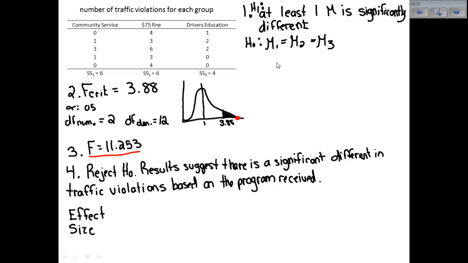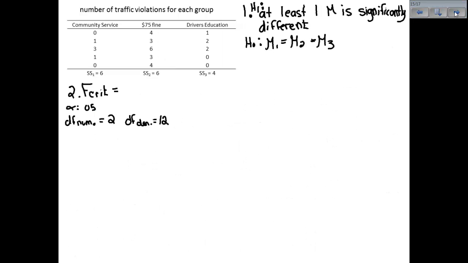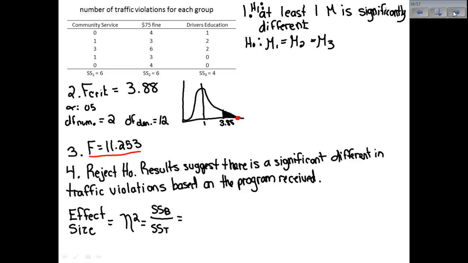So effect size, eta squared. And remember, eta squared is equal to the sum of squares between divided by the sum of squares total. And when we calculated these before, sum of squares between was 30, sum of squares total was 46. So we have 30 divided by 46. And you end up with an eta squared of 0.652. So 65.2% of all the differences in traffic violations can be predicted by which program participants were in.